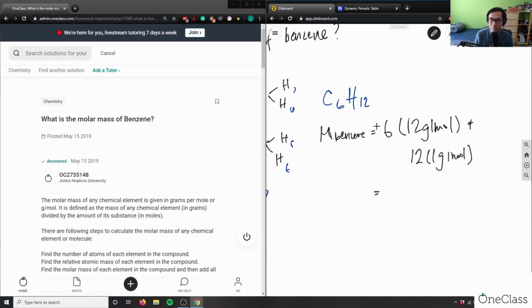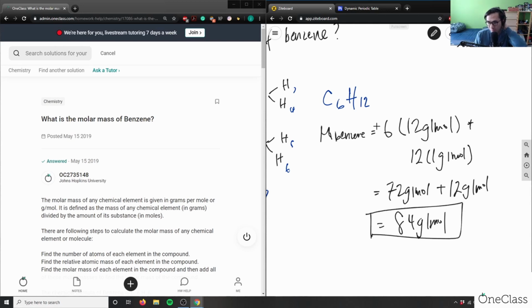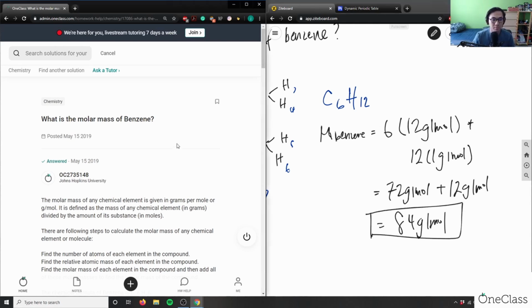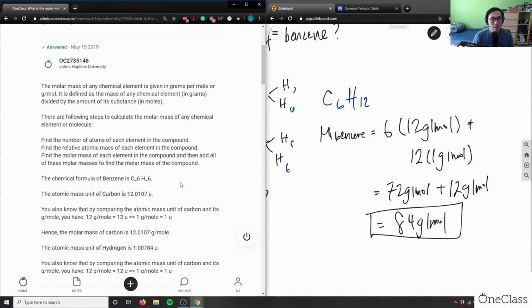Therefore, 6 times 12 is 72. 1 times 12 is 12. 72 plus 12 is 84. So this here is my molar mass of benzene: 84 grams per mole. So let's check here. Molar mass, again, is exactly the same kind of problem as what we did with the sodium hydroxide question in the beginning.